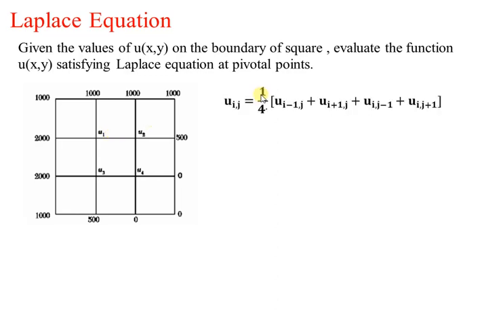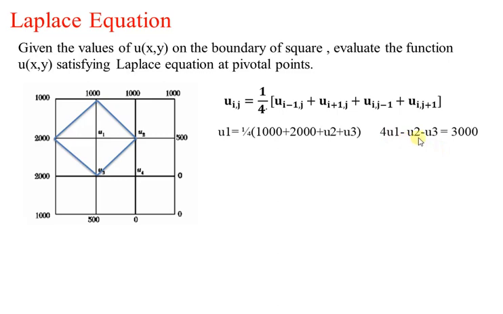According to the Laplace equation, we get the formula u i comma j is equal to 1 by 4 into the 4 rhombus terms. To calculate the u1 value, we require these 4 rhombus terms. So we get u1 is equal to 1 by 4, 1000 plus 2000 plus u3 plus u2. Now this equation we rewrite in such a way that the coefficient terms are taken to the left hand side, and the constant terms are taken to the right hand side. So we get the equation 4u1 minus u2 minus u3 is equal to 3000.